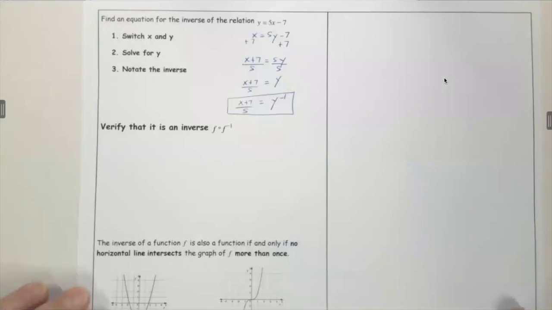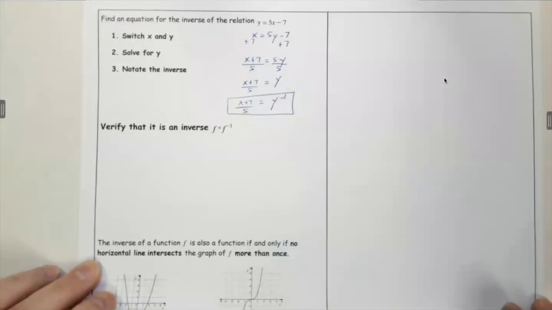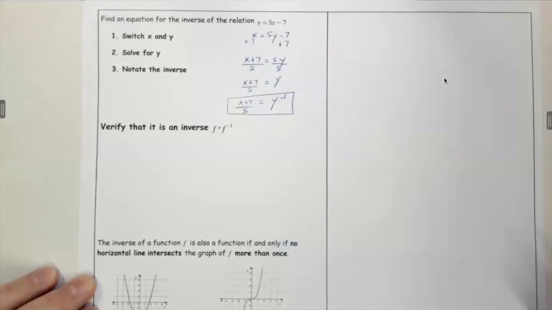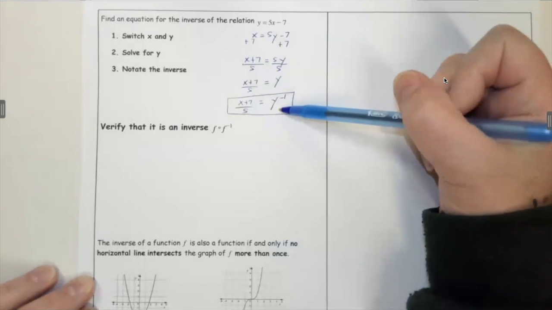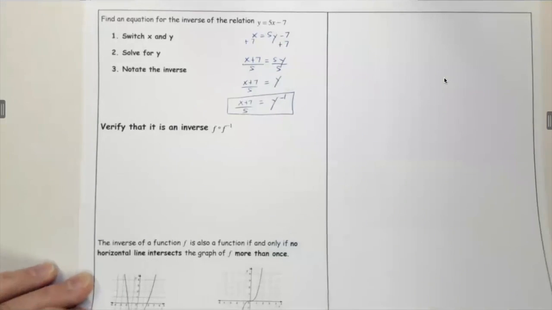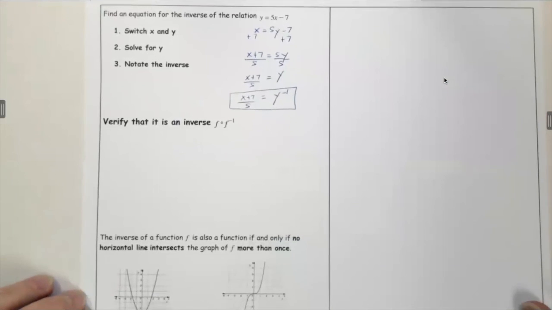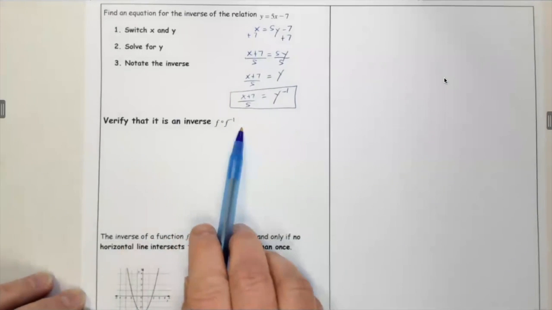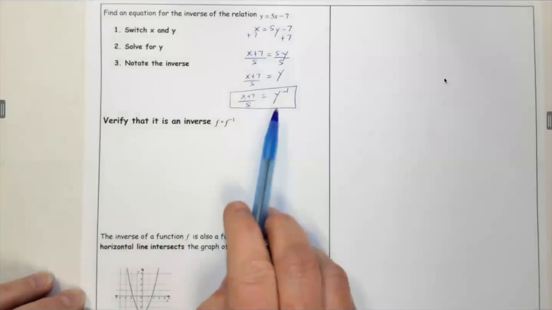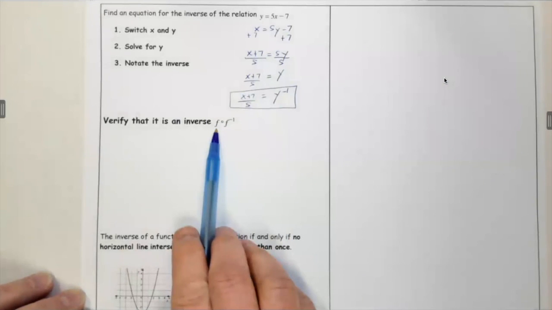How do I verify that they are inverses? Verify. You need to prove. You can't just say, yes, they are. You can't just take the function, switch the variables, and solve and say, yep, it's the inverse. When you verify, you're looking for something specifically. I am going to do f of f inverse. I'm going to take the inverse, and I'm going to substitute it into the main function f.